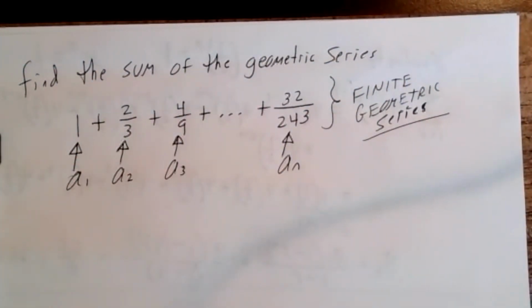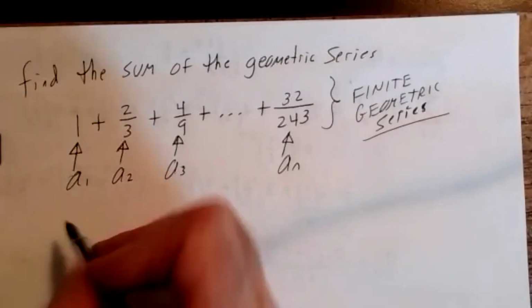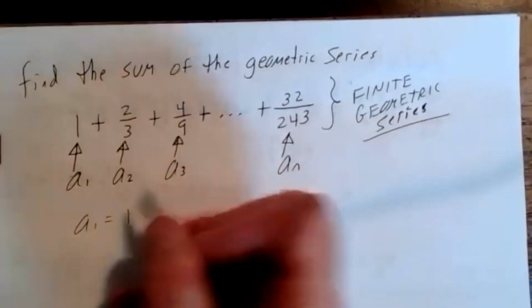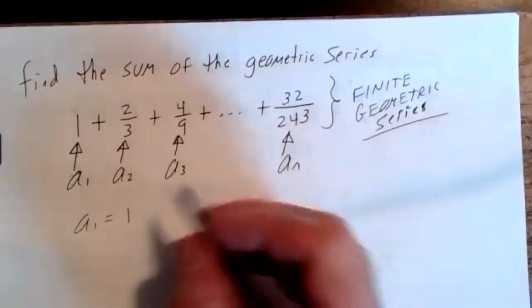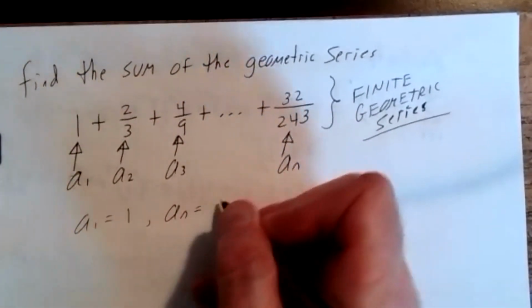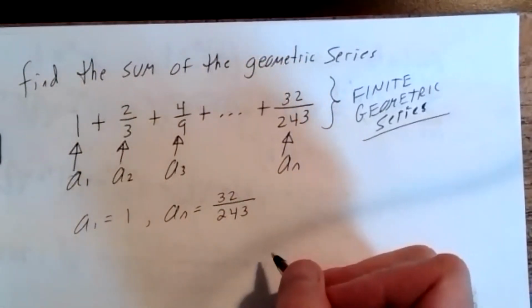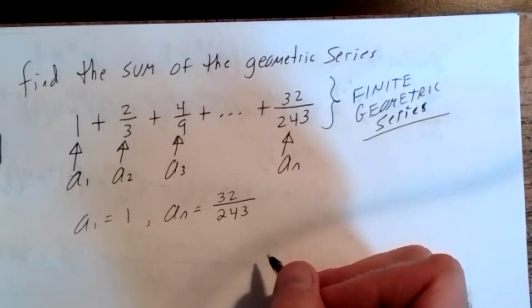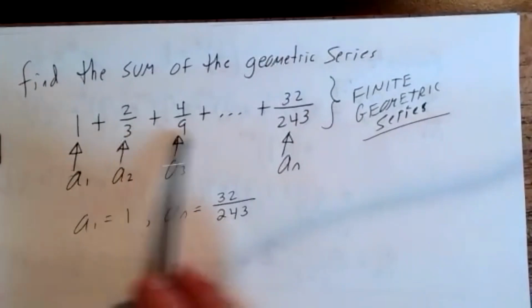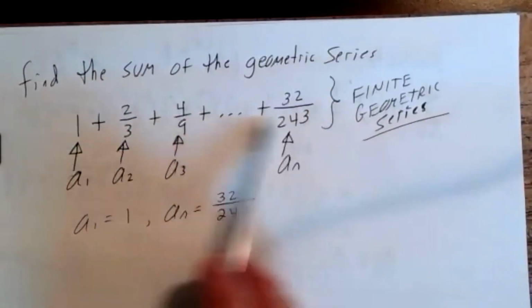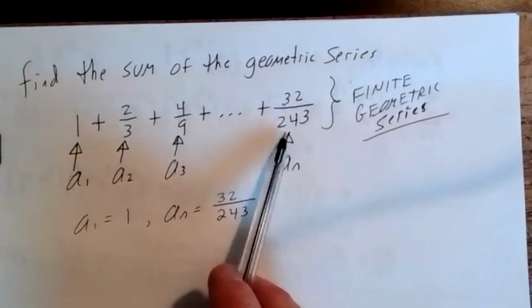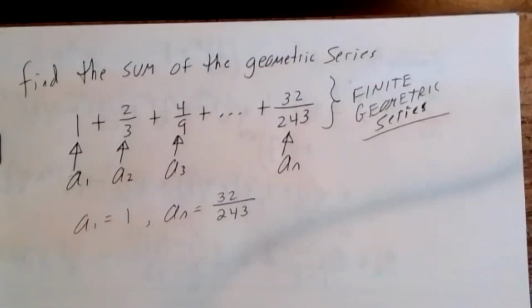Now, so what do we know? We know our first term of the associated geometric sequence is 1, and we know the nth term is this 32 over 243. So ladies and gentlemen, we don't even know how many terms we're adding together here, because we don't even know what term this is. We don't know if that's like the 7th term, the 10th term, the 15th term, the 100th term.